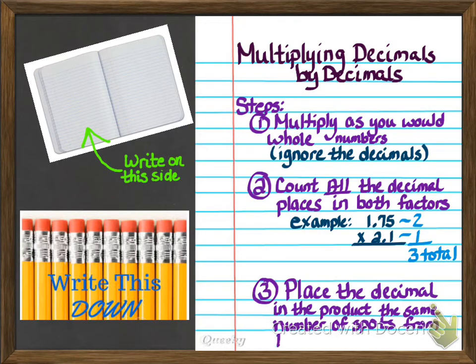Our last step is we're going to place the decimal in the product the same number of spots from the right. So be sure that you've paused your video to copy this down because we are about to go on to the next screen. But you'll notice that the steps for doing these are really identical to what we did in our previous lesson. We're just using different numbers, and both our factors have decimals now.